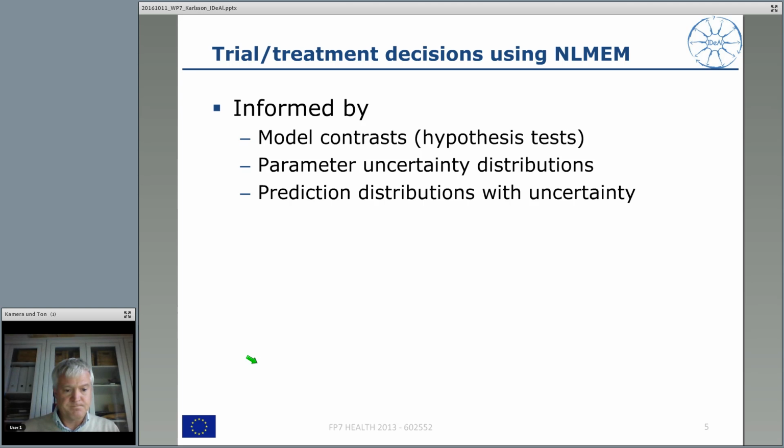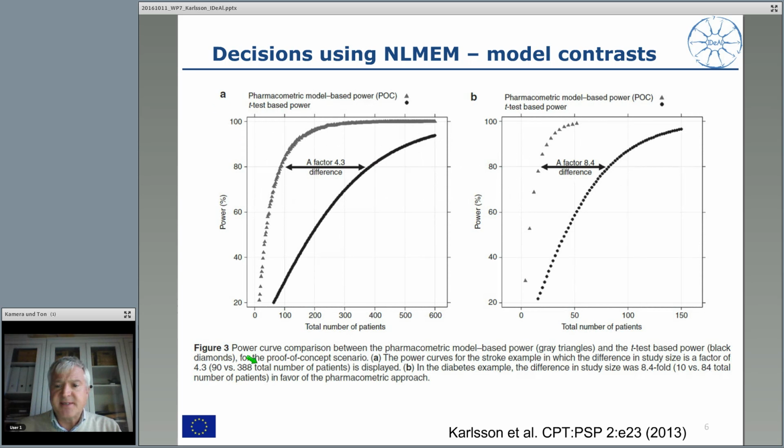So, this is an illustration of two proof of concept trials. These are simulated results, but the models are derived from real clinical trial data. So in each panel, we have two curves. One is based on a t-test, comparing end of treatment observations in two treatment arms, and the other curve, the one to the left, is based on a mixed effects model, which incorporates longitudinal data from each patient.